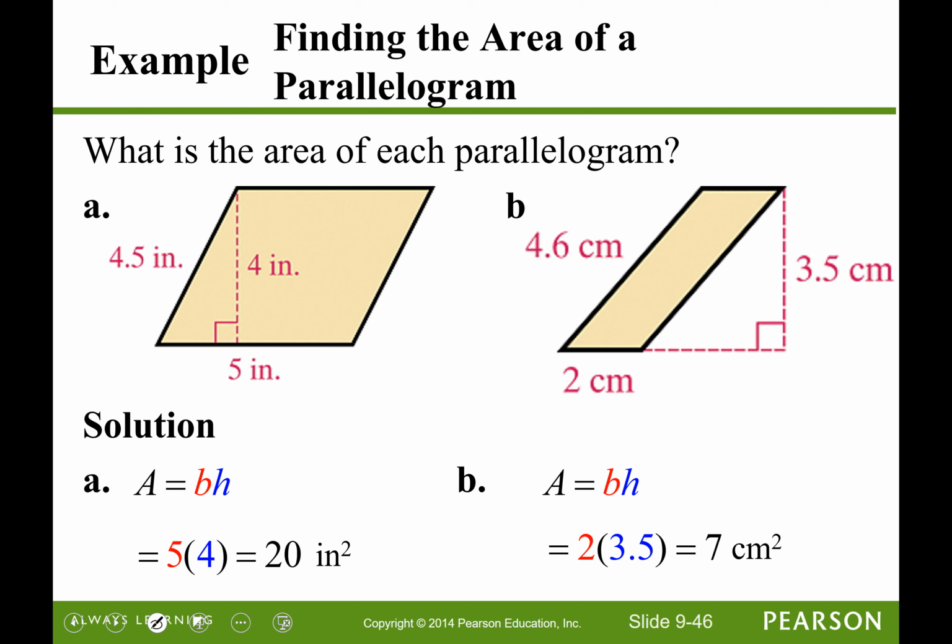So the 3.5 would be the height if you're using 2 as your base. Similarly, if you wanted to use the 4.6 as your base, you'd have to do a little bit more work. The height would be represented by this vertical line, which is what would be vertical if you twisted it to make the 4.6 horizontal. Regardless of what you choose, I think the 2 and the 3.5 is what most of us would do. It's just less work, and that gives us 7, and the units would be square centimeters.